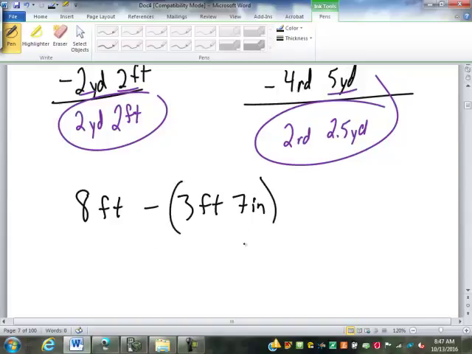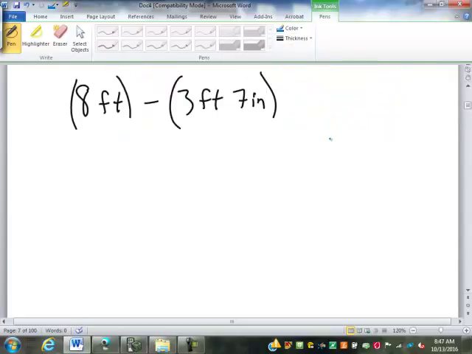What if I have something like this? 8 feet minus 3 feet, 7 inches. Well, the first thing I'm going to have to do is set it up vertically. I have to make sure I line it up. 8 feet, the 3 feet go underneath the 8 feet. 7 inches are going to have to go over here.